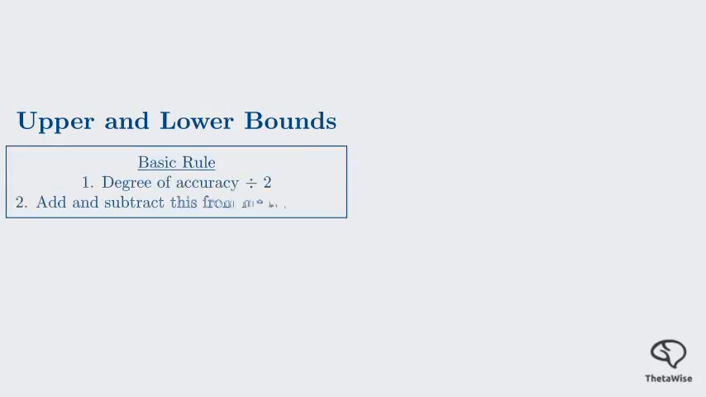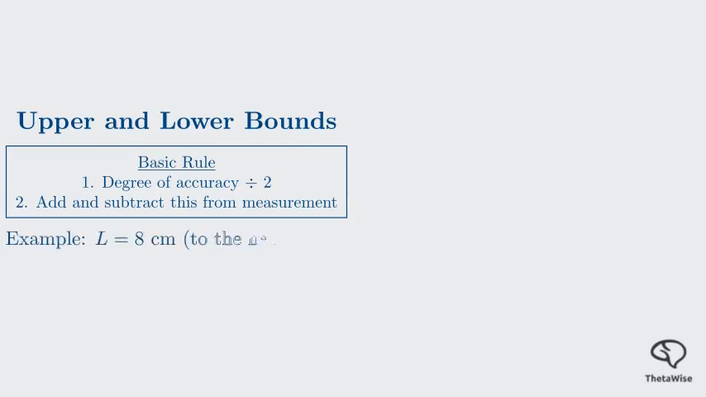Let's start by defining what these bounds actually represent. The lower bound is the smallest value that would round up to our given number. The upper bound is the smallest value that would round to the next unit up. To find the bounds, take the degree of accuracy and divide it by 2. Then add and subtract this value from your measurement.